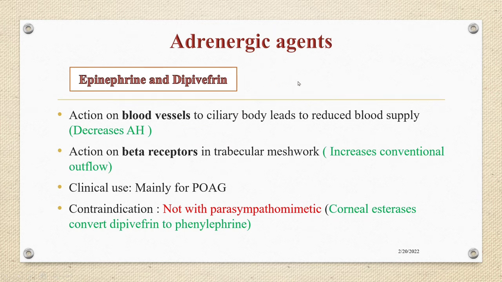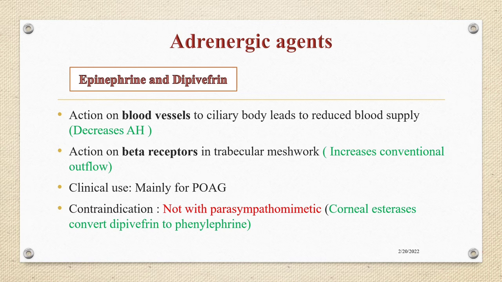So we have finished cholinergic drugs. Now coming to the adrenergic drugs. The first are epinephrine and dipivefrine. For the mechanism of action, epinephrine acts on the blood vessels going to the ciliary body. There will be constriction of the blood vessels in the ciliary body, which subsequently decreases aqueous humor production, because no fluid is going to the ciliary body. Its action on beta receptors in the trabecular meshwork will increase the conventional outflow, because that leads to an increase in the gap between the trabecular meshwork. So indirectly it increases the conventional outflow.